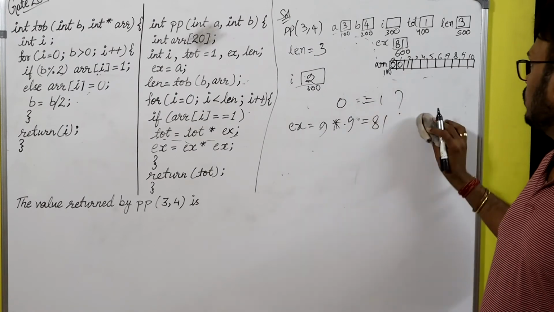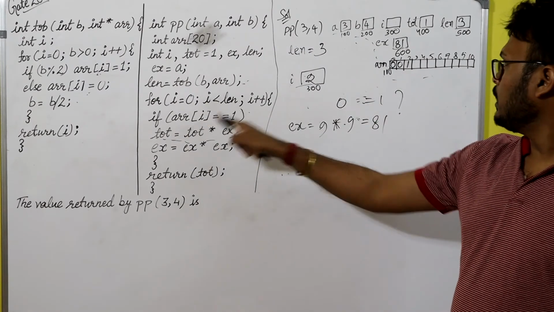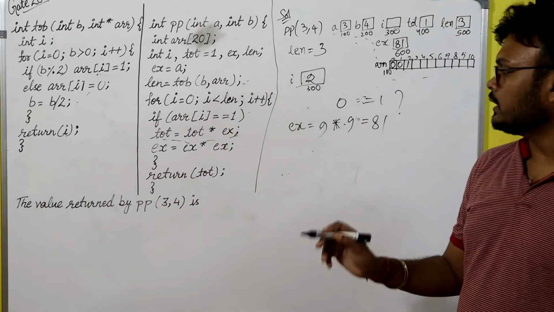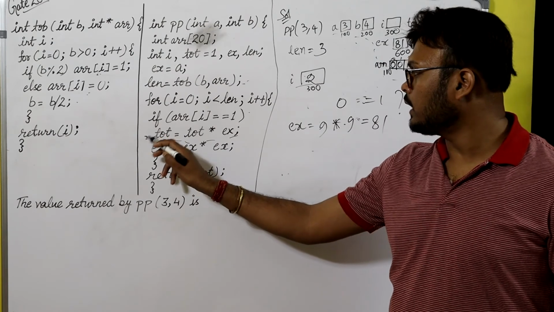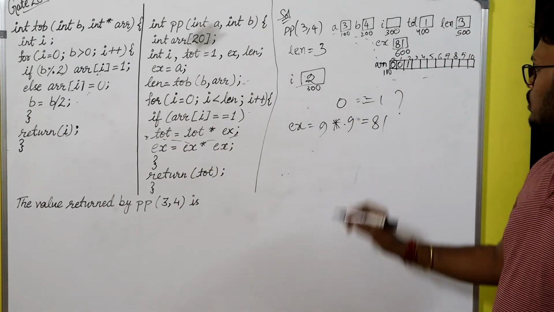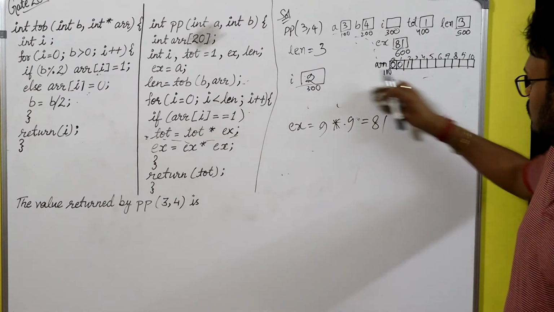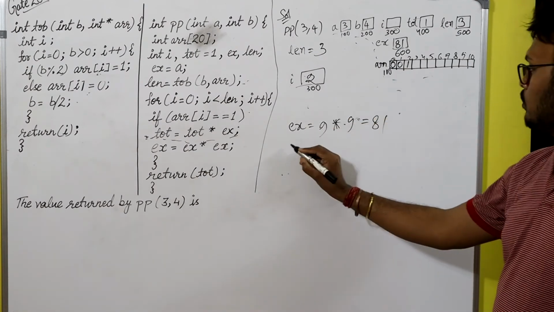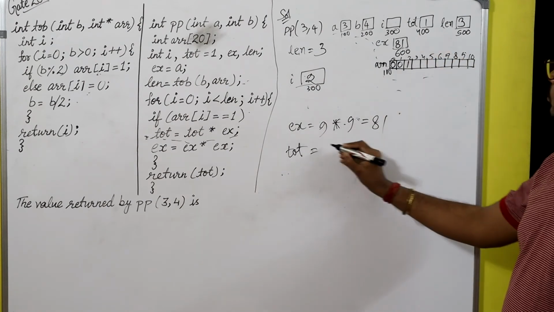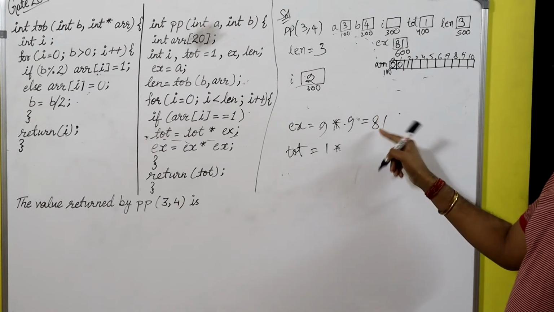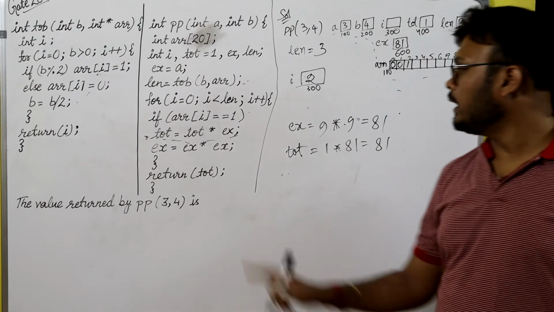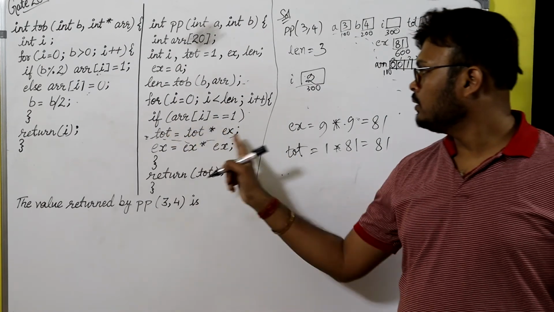Okay. So ARR of 2 is 1. So 1 equal to 1. It's a true condition. Since it's a true condition, let's execute this line. TOT is equal to TOT into EX. What is the value of TOT? 1. What is the value of EX? 81. So 1 into 81 is 81. Fine. So this is over.